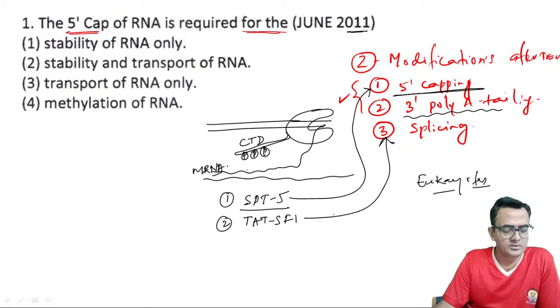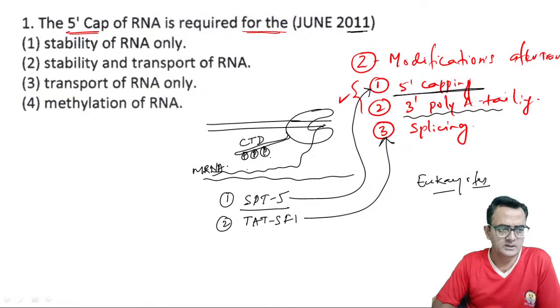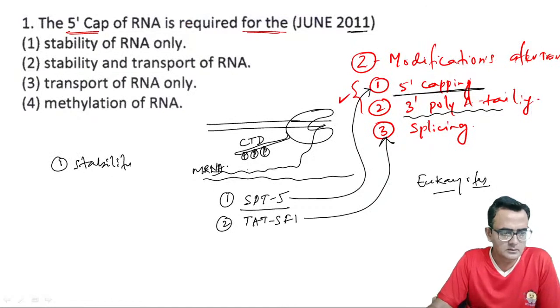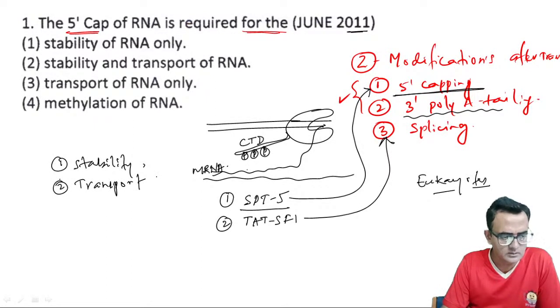So these modifications are useful for providing stability of the RNA, any RNA, mRNA, rRNA, tRNA. So the first thing is stability. And the second important thing they help with, which is important for the 5' capping, is transport also.